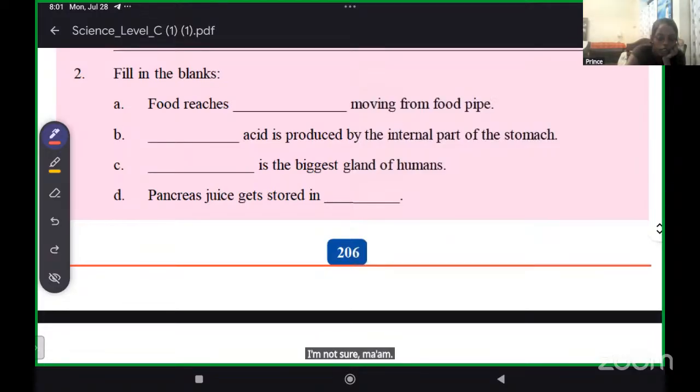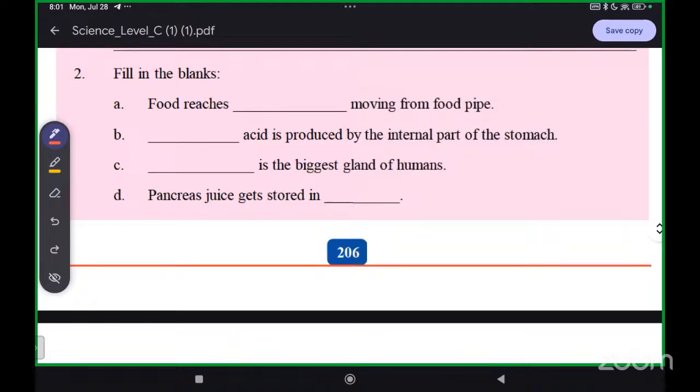Actually, I thought it was amino acids. No, not amino acids. Hydrochloric. Hydrochloric acid. Yes. Now, dash is the biggest gland of humans. Liver. Liver. Yes.